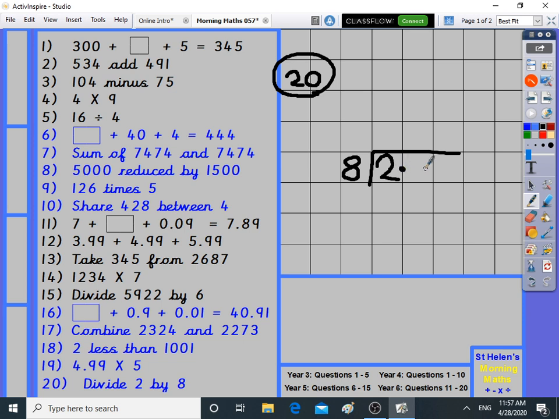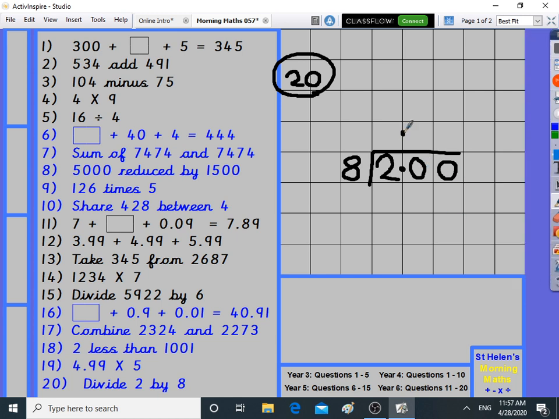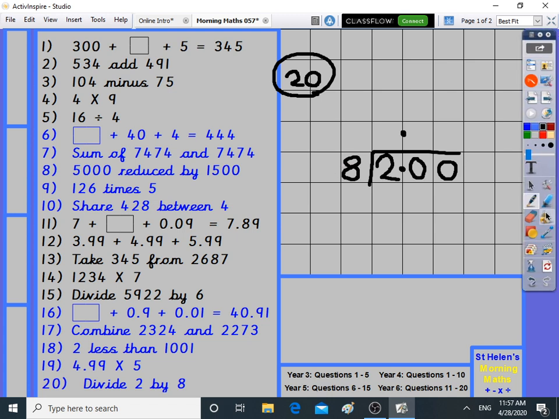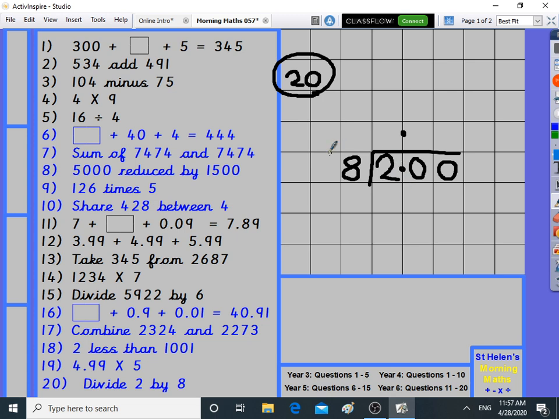2 is the same as 2.0, or 2.00, or 2.000, or 2.0000. However many zeros you want to place after the point there, you can. I like to place 2 for some reason, because it usually worked. So this is how you can divide 2 by 8. We're going to get a decimal answer, because if you shared out 2 pizzas between 8 children, they're not going to get a whole pizza each. They're going to get less than a whole pizza. So they're going to get 0 point something of a pizza.